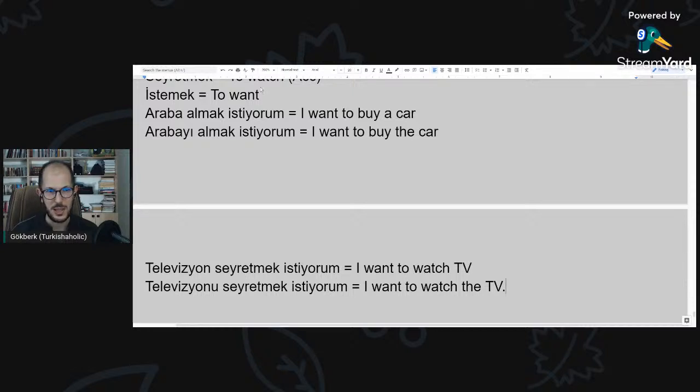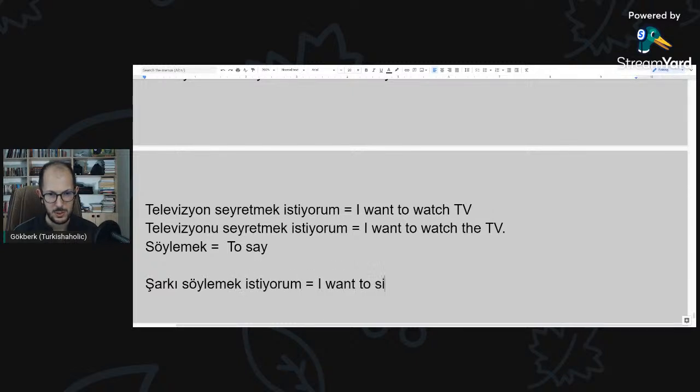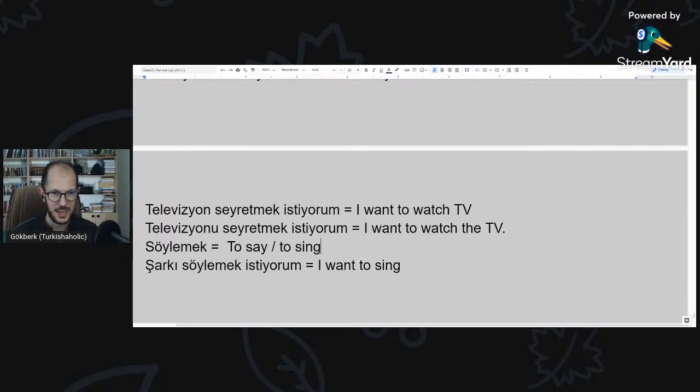Yeah. So söylemek. So let's say, for example, by the way, Toshiro, hoş geldin. So söylemek, if you remember, means say. So can we make a sentence with söylemek? So you can say şarkı söylemek istiyorum. I want to sing. So it has different usages. If you just say söylemek, it becomes to say. But if you use it with an object, it becomes to sing.